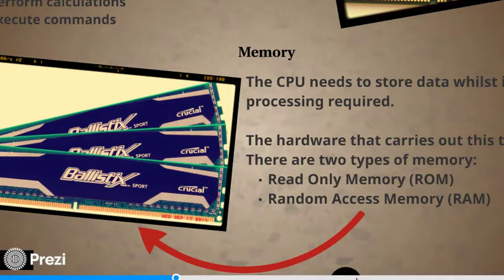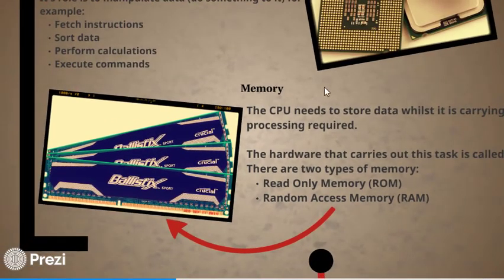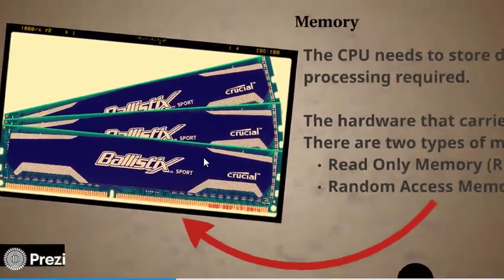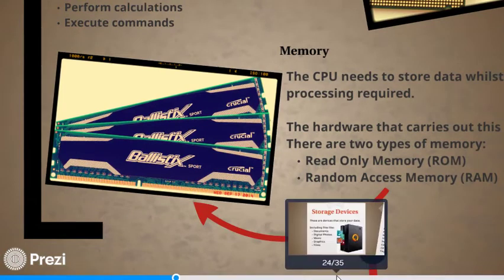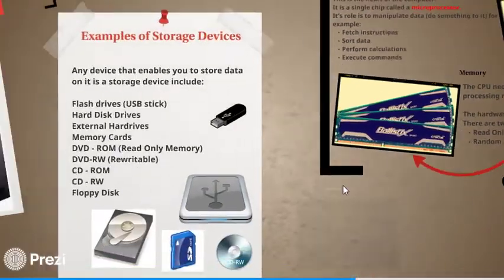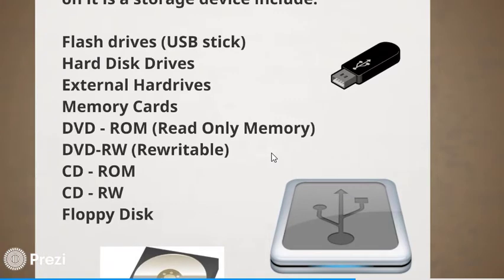So going back, again, there are two types of memory: the primary memory and the secondary memory. This is the primary memory, the RAM together with the ROM. The secondary memory, I'm sorry, secondary storage devices, are these devices: the flash drives, hard drives.